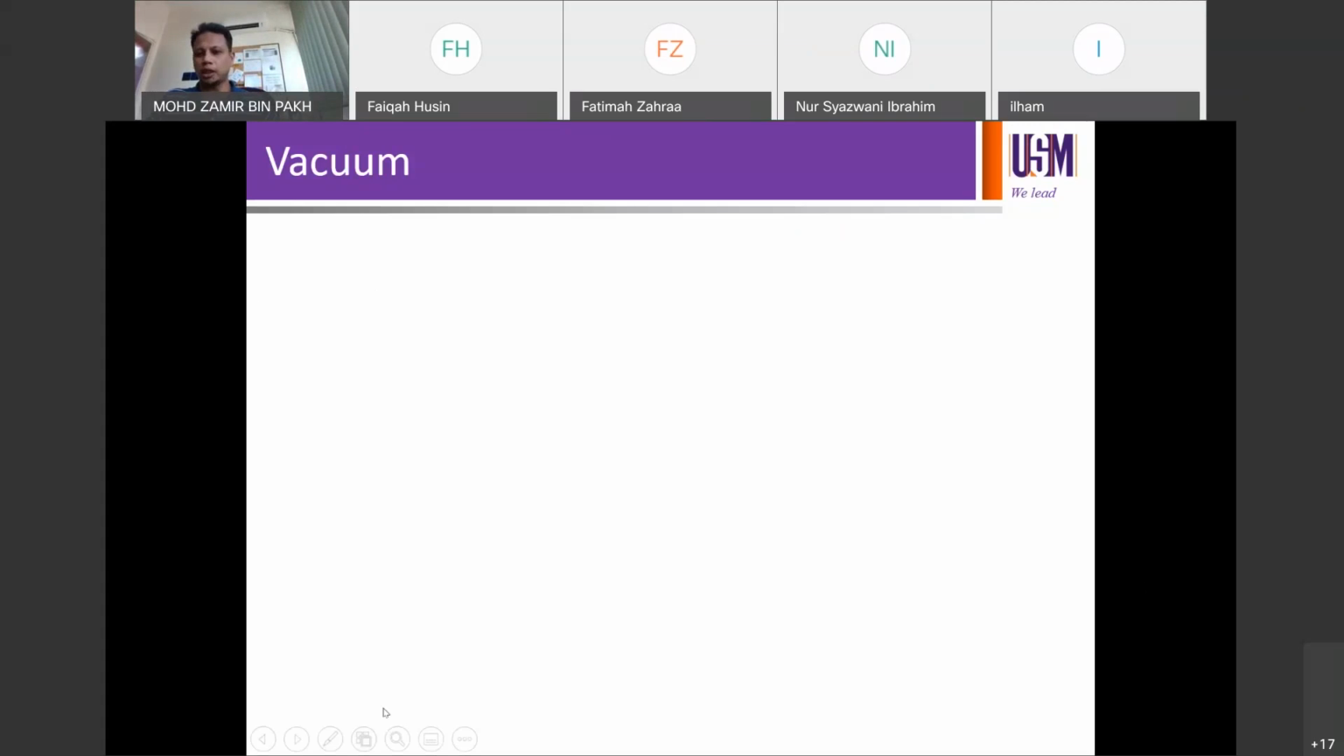So why is this page empty? Why is the page empty now? Because vacuum has nothing in it. No matter, right? So when you extract your particles or your air content, moisture content, or whatever you have from a space, then the space can be turned into a vacuum. Right? How about the pressure of a vacuum in comparison to atmospheric pressure? How do you compare the pressure levels?